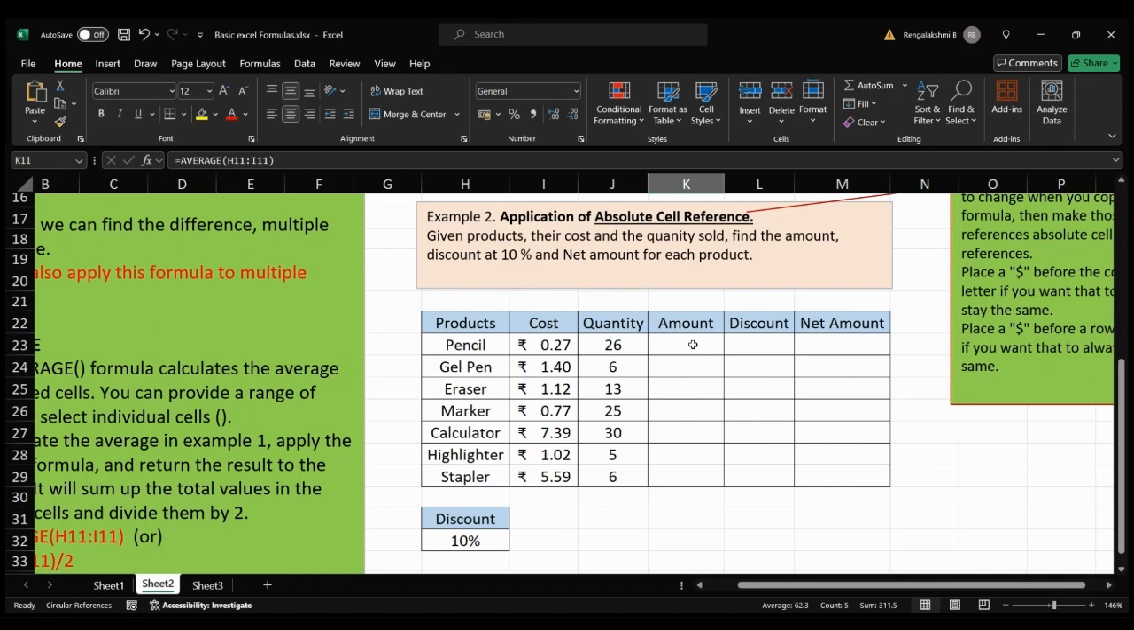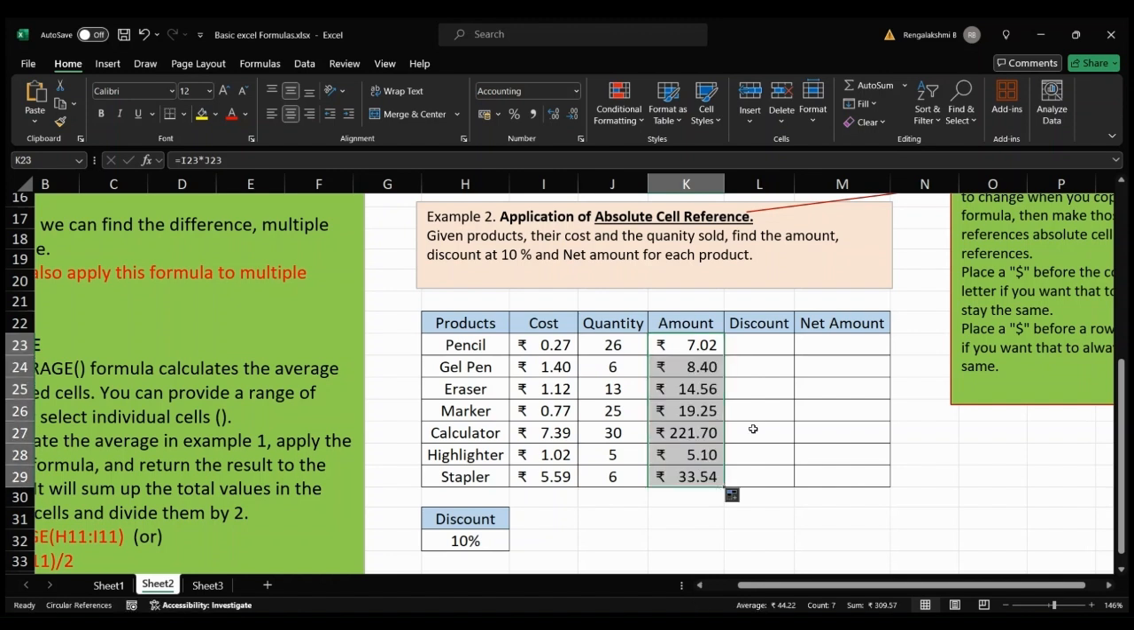First, the amount. Amount is equal to cost into quantity. So here we have to find the product of these two. We'll go here, write equal to, select this cell, write an asterisk for multiplication and then select this cell. So we got this answer. This is the amount. Now this same formula is applicable for everything, so we'll just hold here and autofill the formula. We got the answer here.